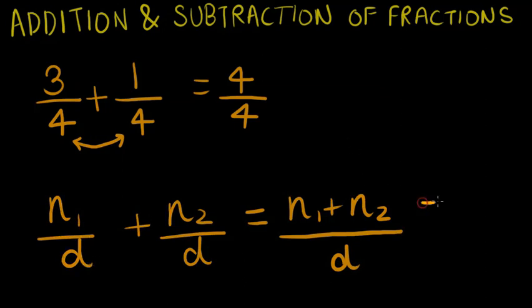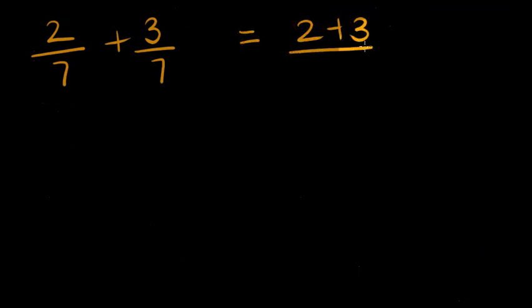So in this case it is 3 upon 4 plus 1 upon 4, right? So this will be equal to 3 plus 1 upon 4, which is equal to 4 upon 4, and so we have the answer. Let's solve another problem. 2 upon 7 plus 3 upon 7. This will give us 2 plus 3 upon 7 according to the theorem, and this will be 5 upon 7. So this happens to be the easiest way you can add fractions with the same denominator.